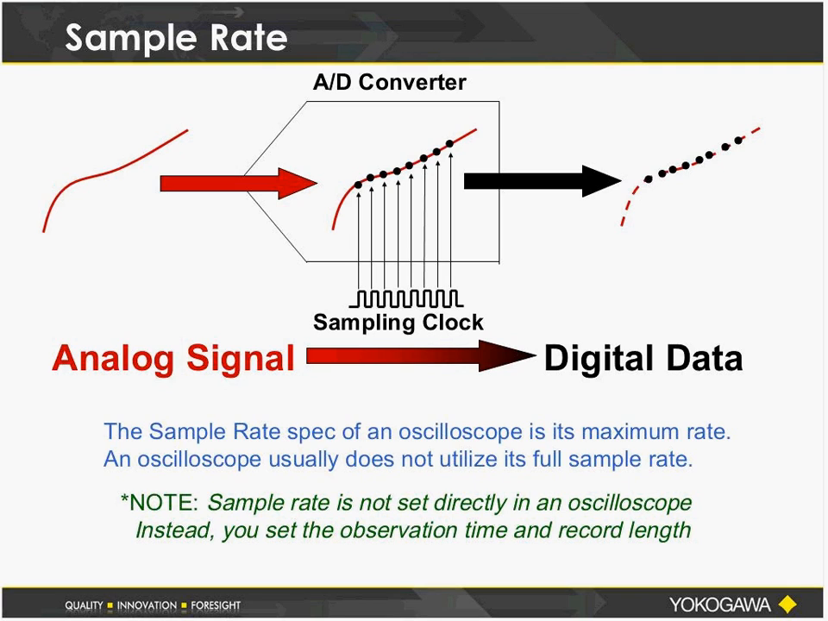All right, the next key spec between oscilloscopes is going to be sample rate. We talked about the analog front end of the scope. The sample rate is going to tell you the clock frequency at which the waveform is digitized into the instrument. The sample rates are spec'd at their maximum rate. The reality is oftentimes instruments will not run at their maximum spec rate, and I'll explain why in a second here.